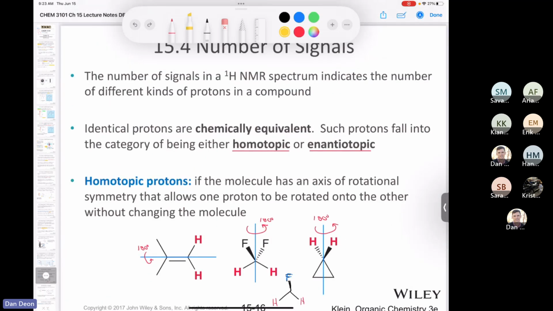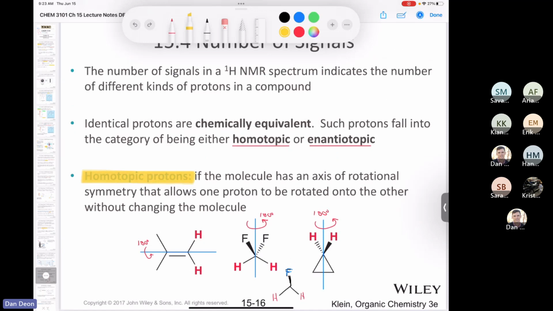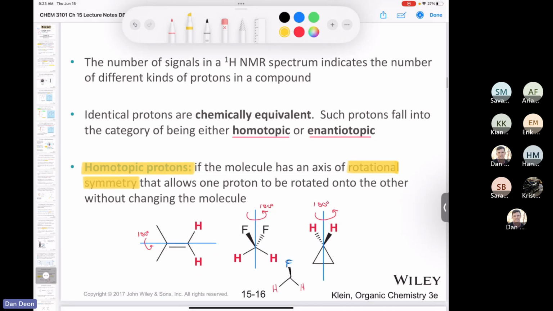So to review, homotopic protons exist when you have an axis of rotational symmetry. Give me a thumbs up if you follow me on that. Rotational symmetry, homotopic protons. Okay, cool.